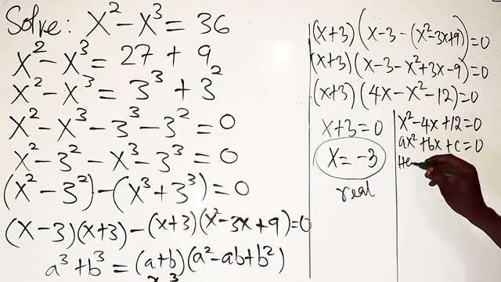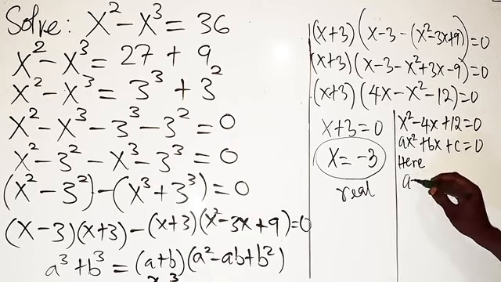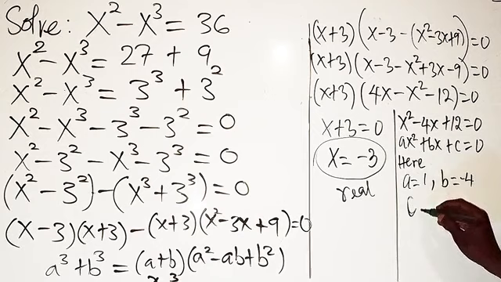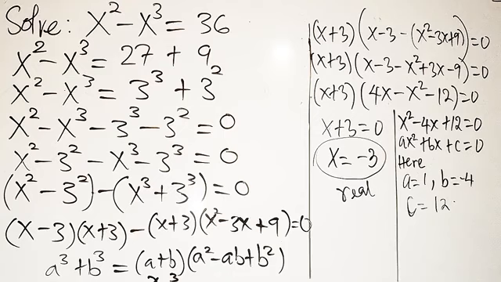So here, a equals 1, b equals minus 4, and c equals 12. Right? So therefore, we're going to use the discriminant, b squared minus 4ac. We want to know the nature of the other roots. So what are we going to get?